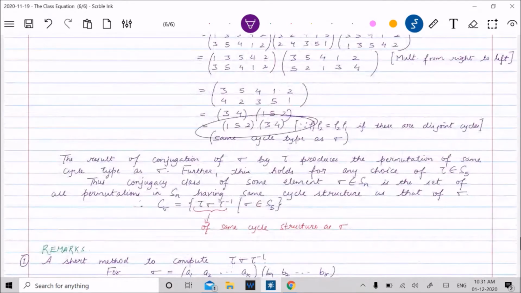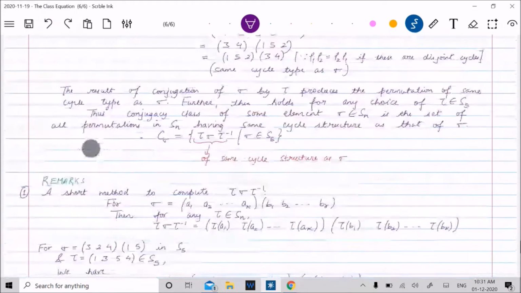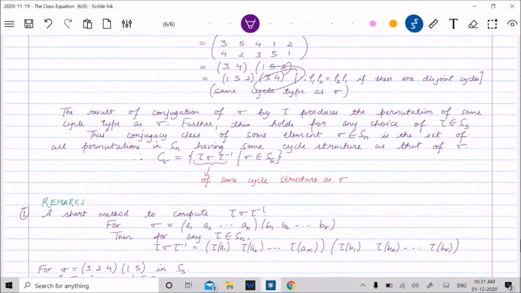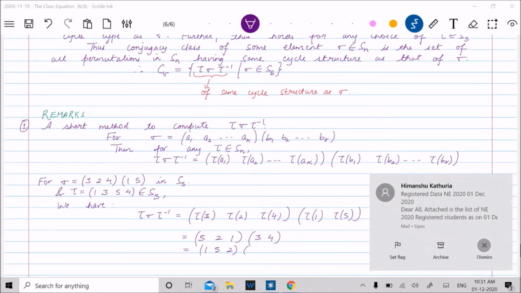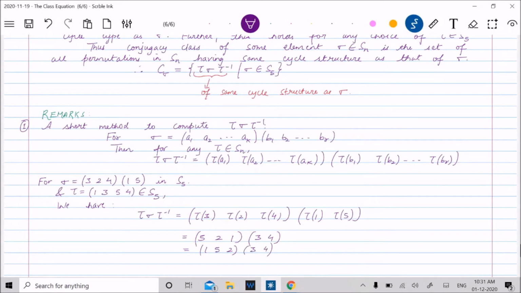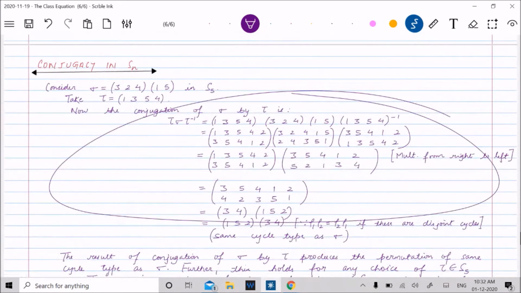Now see the answer. The answer was this one, (1 5 2)(3 4). And this is (5 2 1)(3 4). Are the answers same or are they different? (3 4) is same. You can see that both the permutations are having (3 4). But one, it was 1, 5, 2, and here I am having 5, 2, 1. Are they same or different? Same only, sir, because this is a cycle. 5 to 1 can be written as 1, 5, because you know this.